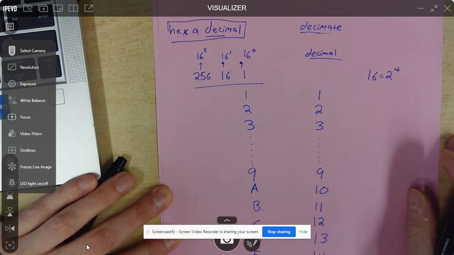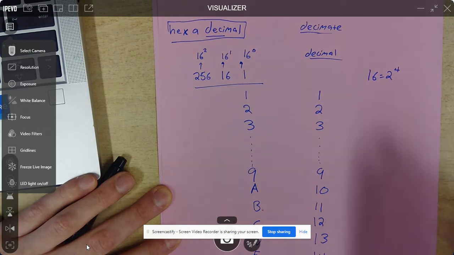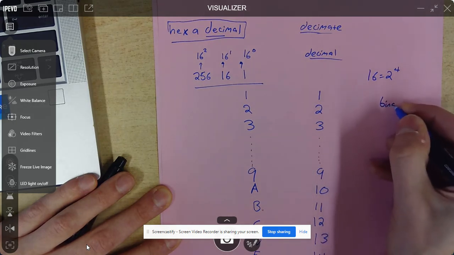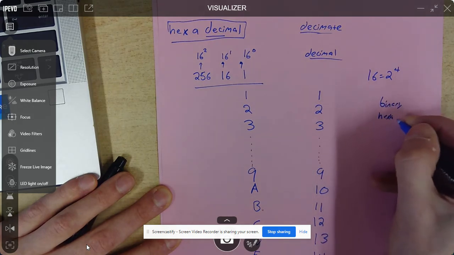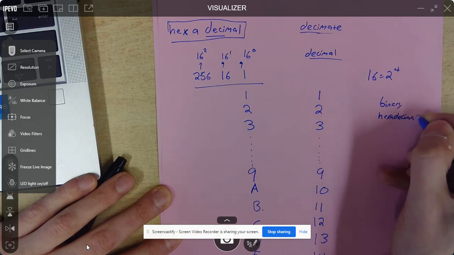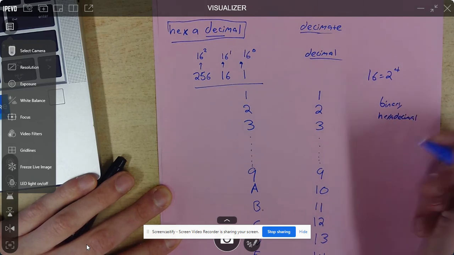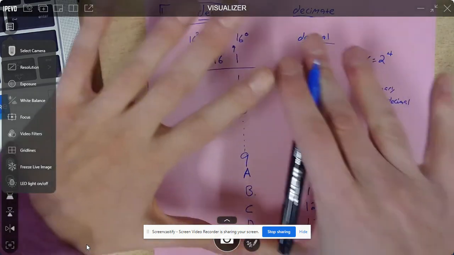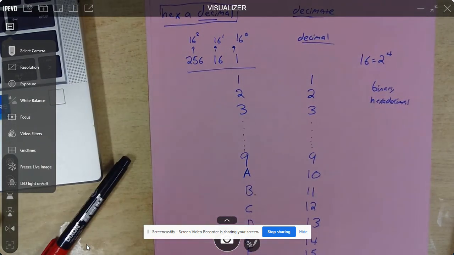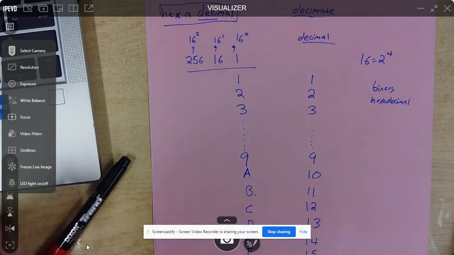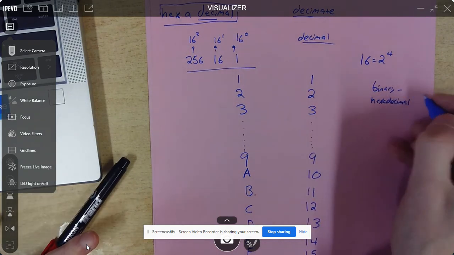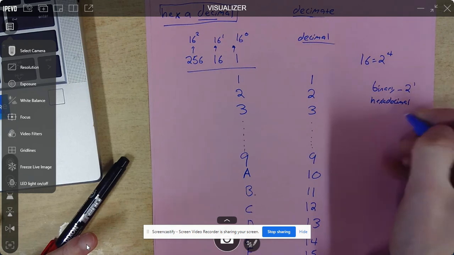So if you're interested in computers, how they work, how they're running behind the scenes, they're often going to work in binary or hexadecimal rather than decimal. So decimal works really well for humans because we have 10 fingers, but computers work really well in terms of powers of 2. So binary is a power of 2, 2 to the power of 1, and hexadecimal is a power of 2, because that's 2 to the power of 4.